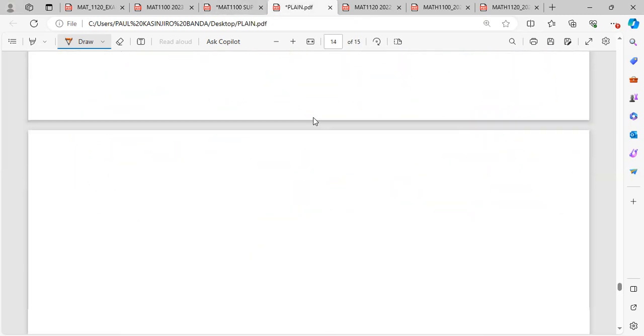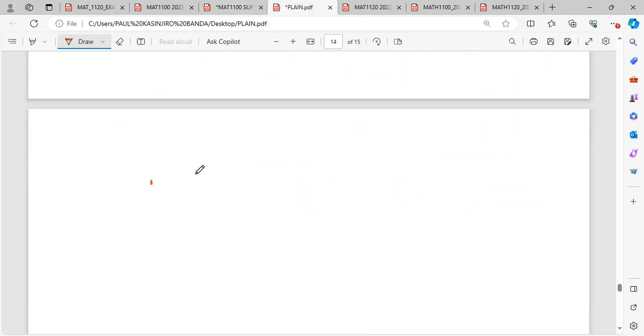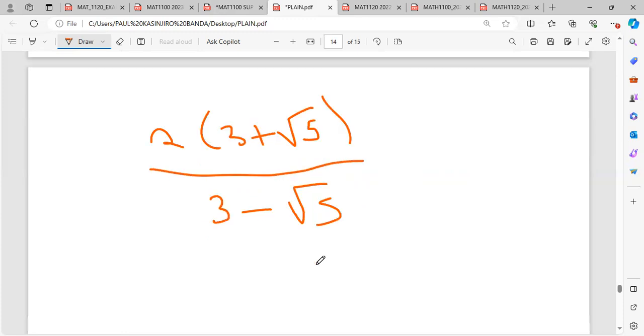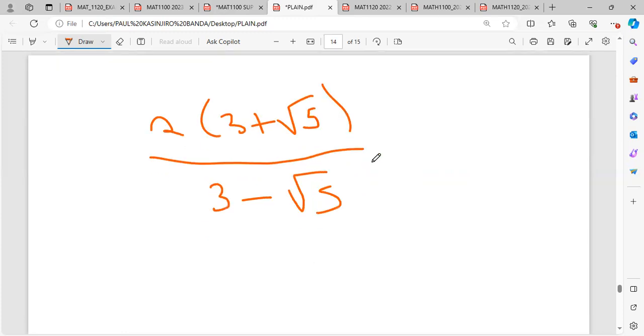So here we have 2, 3 plus root of 5 on top. Then down there, what do we have? We have 3 minus root of 5. So how do we express it in that form? We simply rationalize the denominator. How do you rationalize the denominator? You multiply by the conjugate.